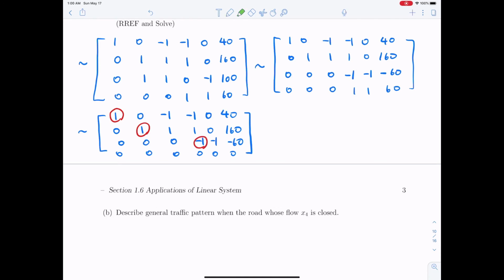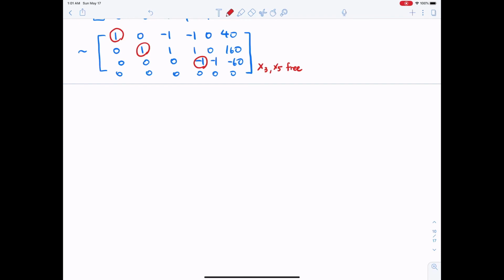So the free variables are x3 and x5. From the third row, we have negative x4 minus x5 equals negative 60. If you move x4 to the right-hand side and negative 60 to the left-hand side, that gives you x4 equals 60 minus x5.